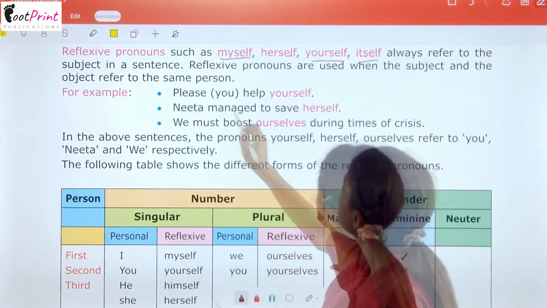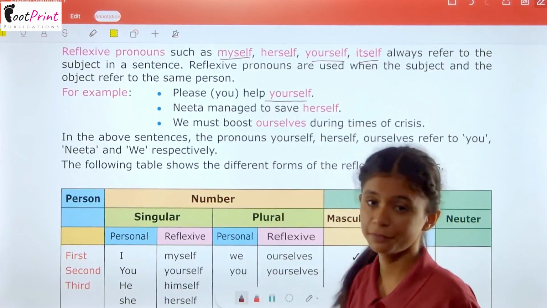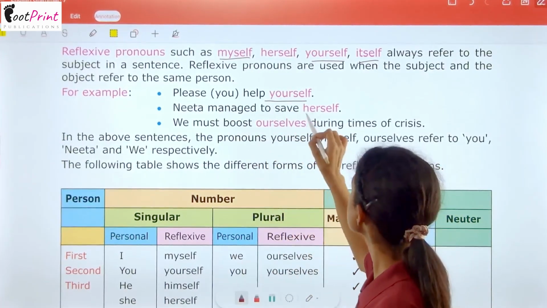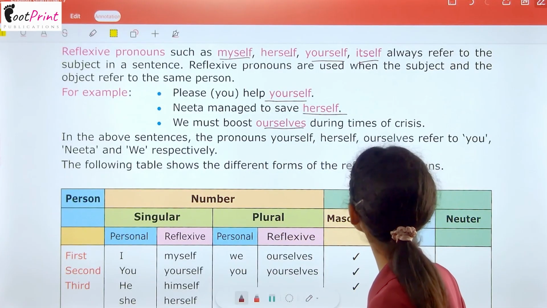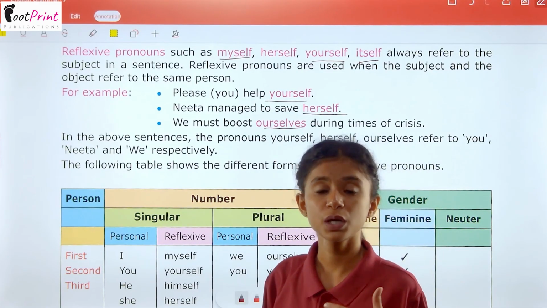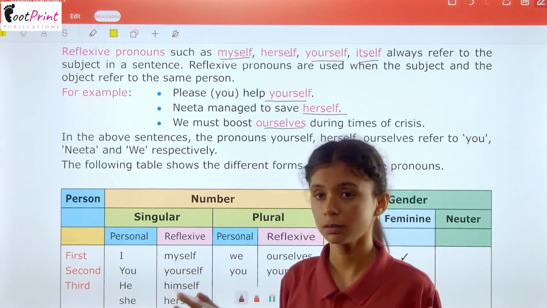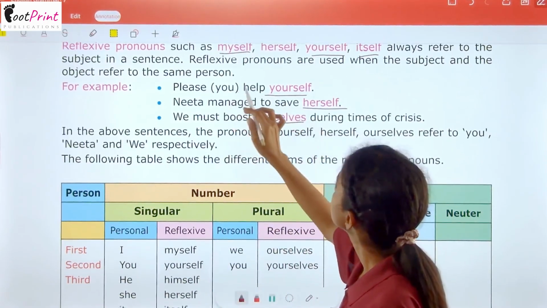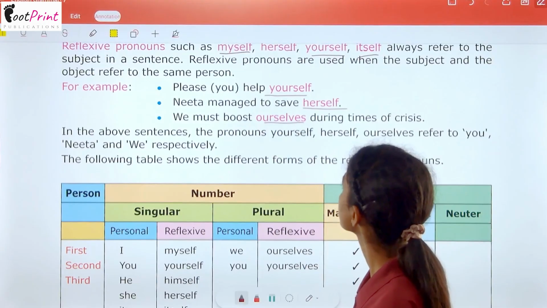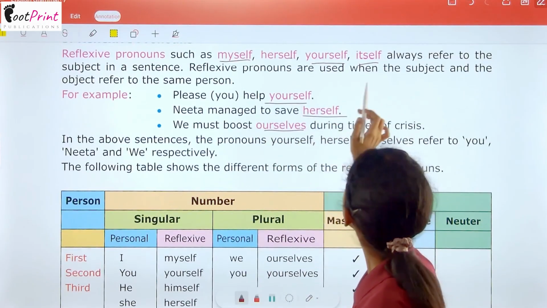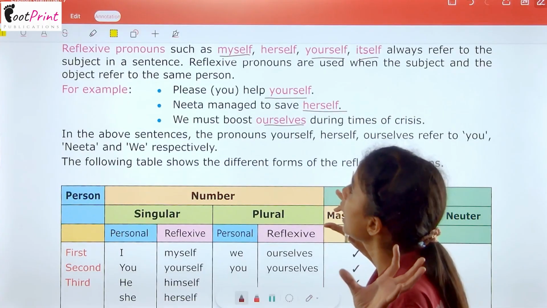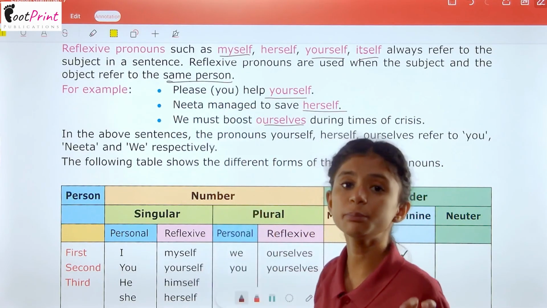For example, please help yourself. Neeta managed to save herself. We must boost ourselves during times of crisis. So what we are doing is using the subject and object as the same thing. We are referring to the subject and object as the same person.